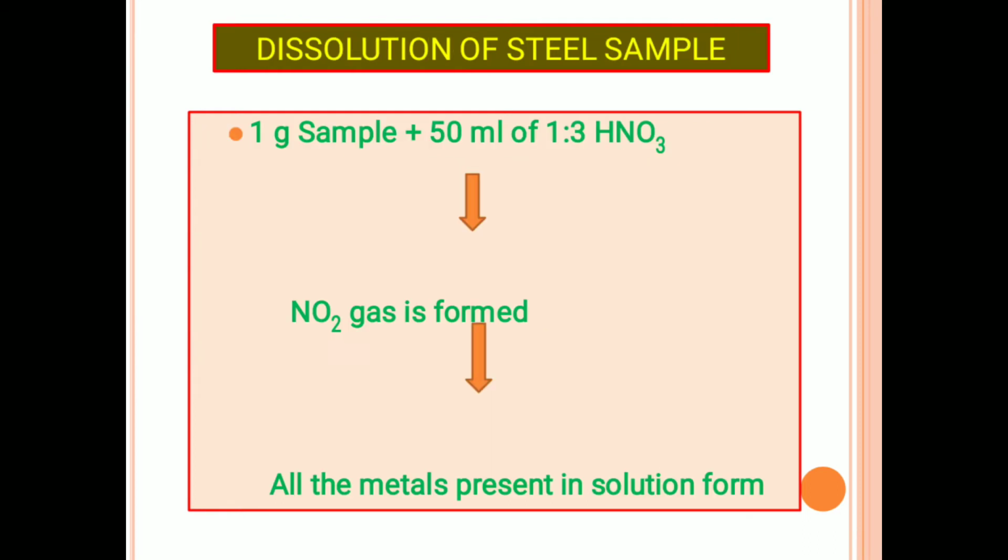After sampling, you need to go through the second step for analysis, that is called dissolution. If you want to dissolve the steel sample, you need to take a known amount of the sample, that is 1 gram of sample, and add 50 ml of 1:3 HNO3. Whenever you add the HNO3, NO2 gas is formed. Then all the metals present in the steel are in the form of solution.